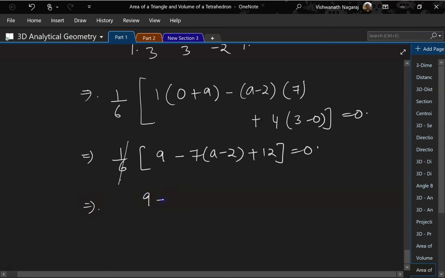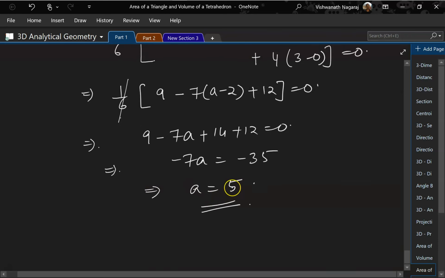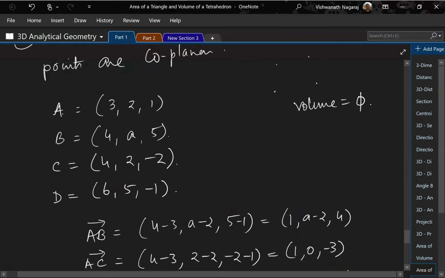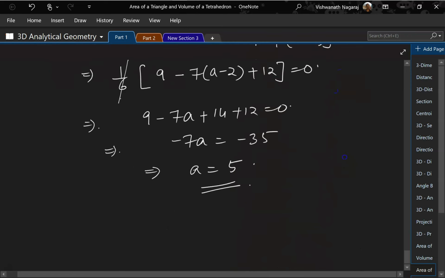Now 9 minus 7a plus 14 plus 12 equal to 0. 14 plus 12 is 26. 26 plus 9 is 35. So minus 7a is equal to minus 35, which means a is equal to 5. So a has to be equal to 5 for those 4 points to be coplanar, right? So that is evaluating areas of triangles and volumes of tetrahedrons. That's it for today.